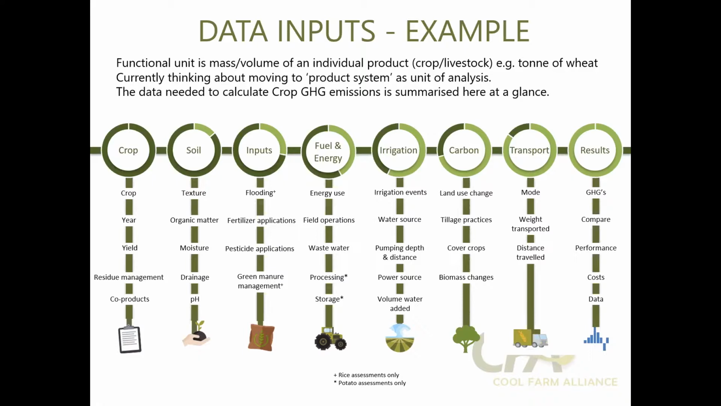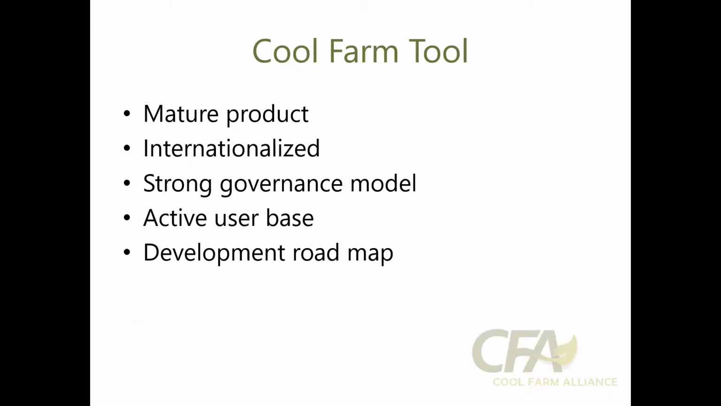But we are currently thinking about the need to move to a product system as a unit of analysis, because that helps with perennial crops, which are multi-year. It helps with crop rotation. So looking more at the product system rather than an individual crop assessment. But at the moment, we're based on individual products, whether they're livestock or crops.